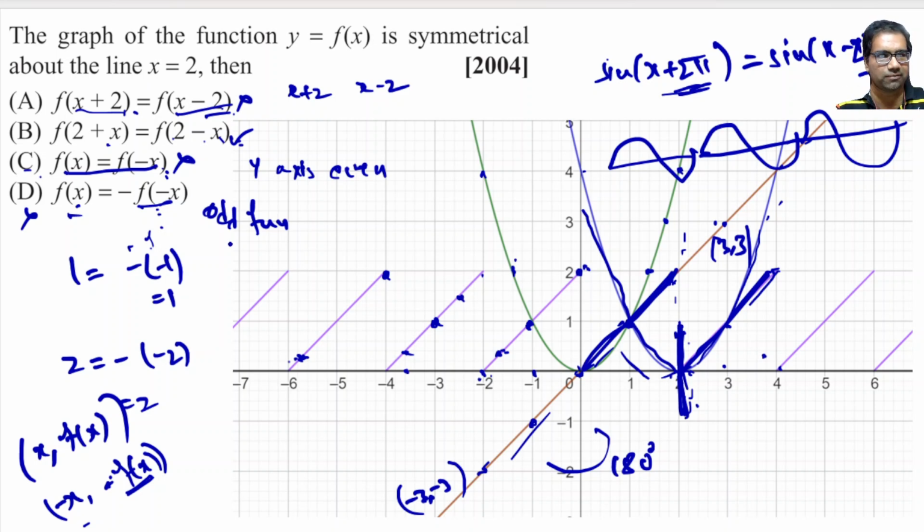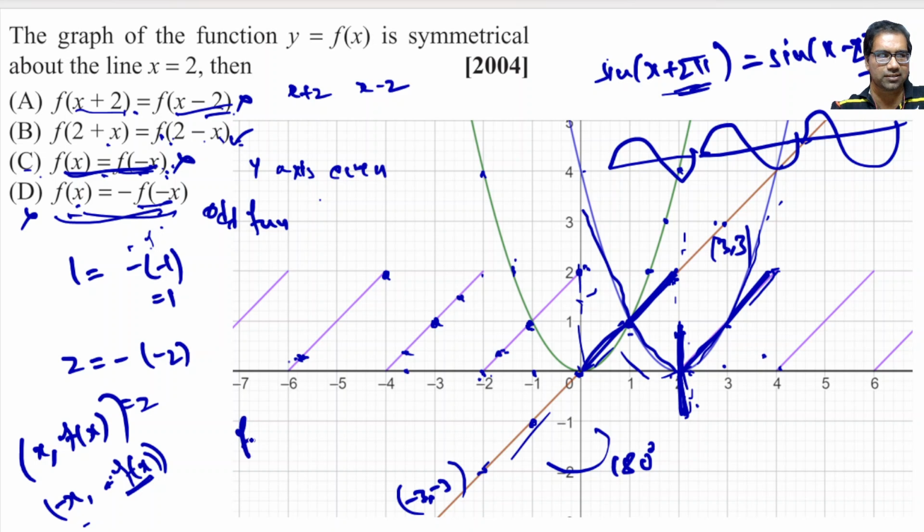And f of x equal to f of minus x means an even function, and you are forcing the graph to be the same on either side of the y-axis. See the similarity between this and this. Here we are forcing the graph to be the same on either side of the y-axis, when x equal to 0. Here you are forcing the graph to be symmetric with respect to the origin.